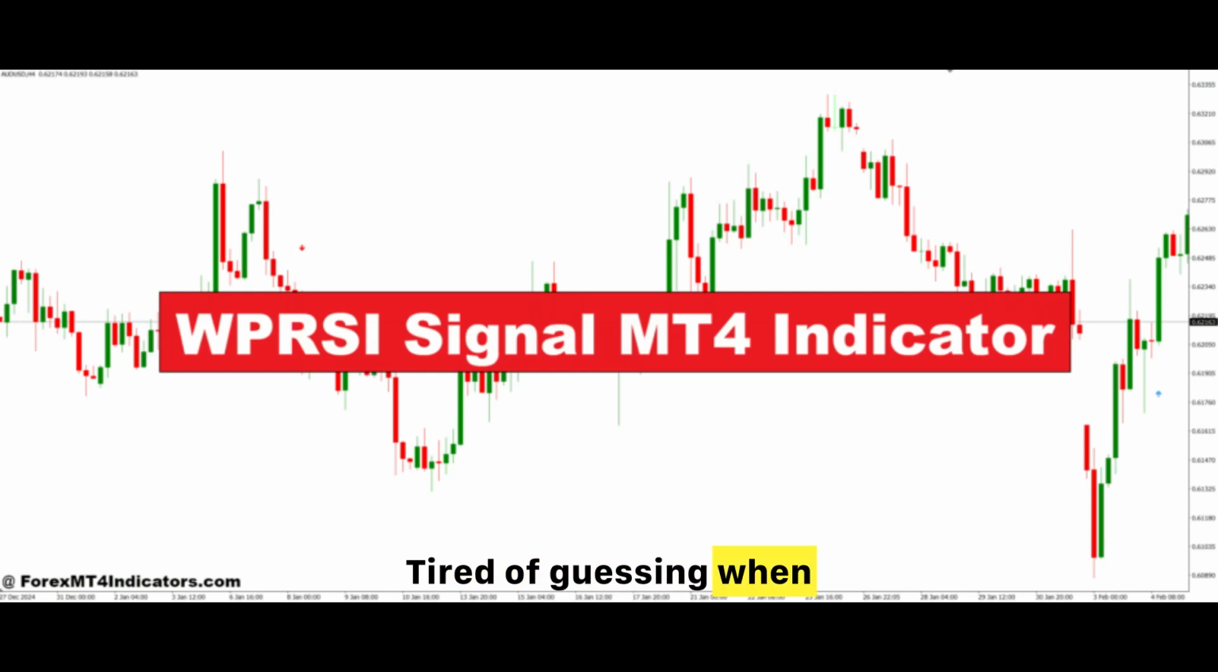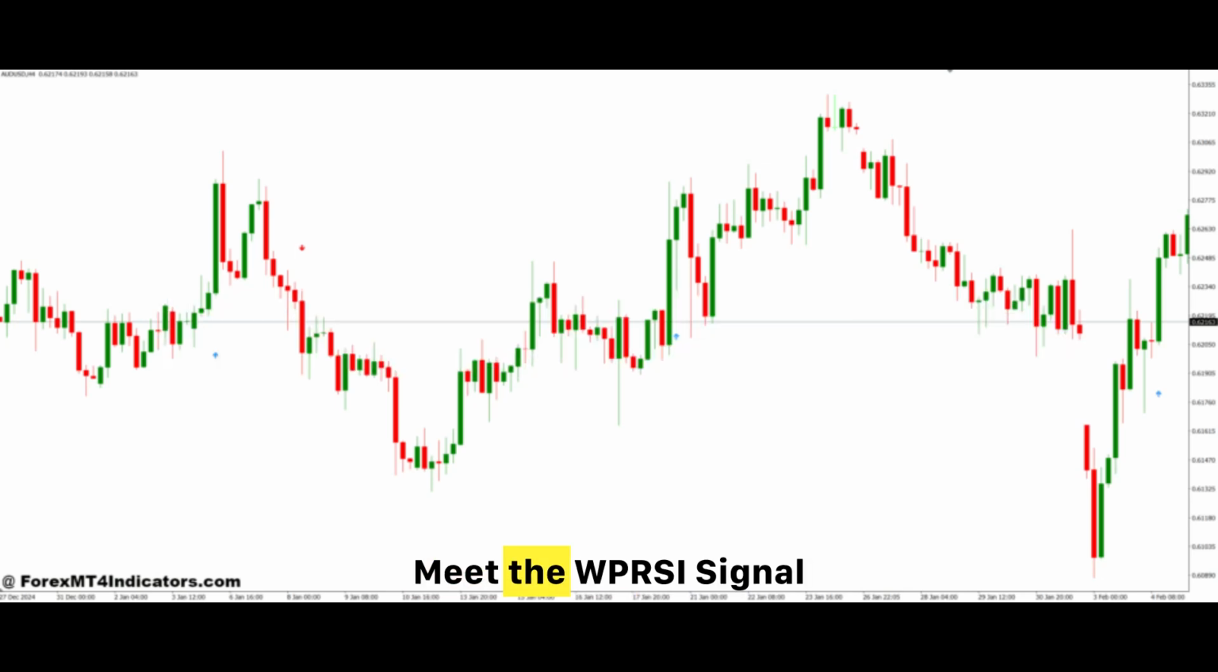Tired of guessing when to enter a trade? What if one indicator could tell you exactly when the market is about to turn? Meet the WPRSI Signal Indicator. It combines two powerful tools, Williams Percent Range and RSI, into one simple signal on your chart.